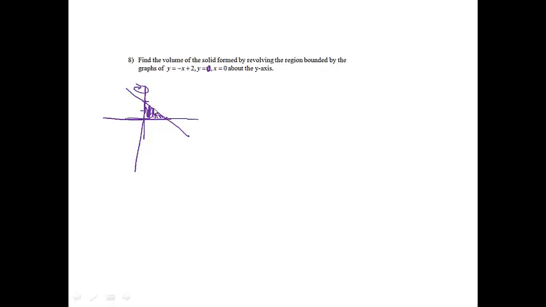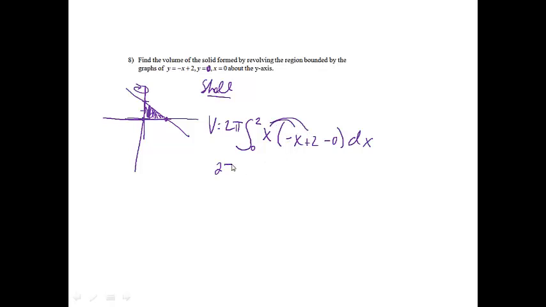If I'm revolving it about the y-axis, since it's vertical, we are going to be using the shell method on this one. So I'm going to have volume equals 2 pi. It's going to go from an x value of 0 to an x value of 2 because that's where it's hitting the x-axis. And then my radius will just be x. And then when I do top minus bottom, it's going to be negative x plus 2 is the top, minus 0 is the bottom. And I don't get to use my calculator on this one, so I'm going to go ahead and distribute that. So I'm going to get 2 pi integral from 0 to 2, negative x squared plus 2x. And obviously when I distribute x to the 0, it's just 0.